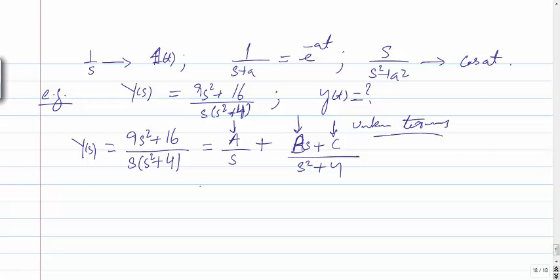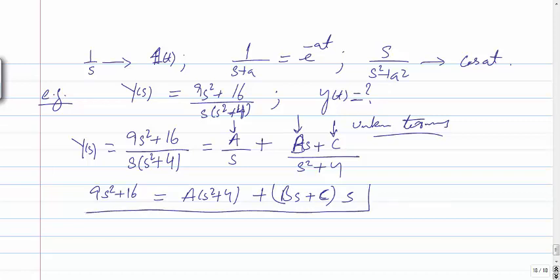How do we do that? We just do the cross multiplication and we get the result. When we do the cross multiplication on both sides, the left side becomes 9s square plus 16, which is equal to a times s square plus 4, plus bs plus c times s. This is the way we can write the equation, and now we can use this equation to solve the problem.